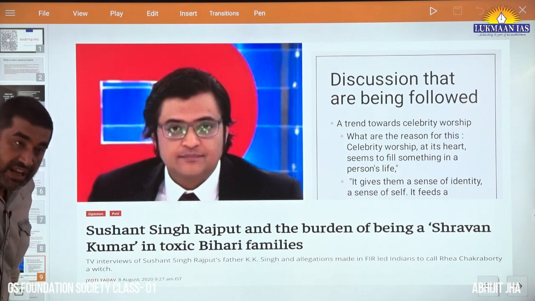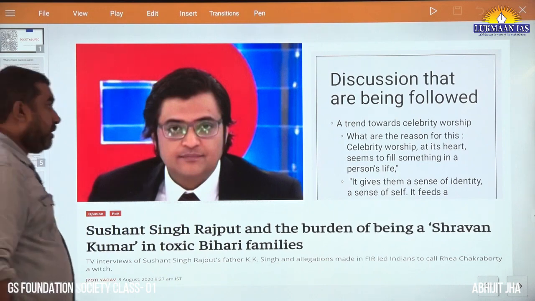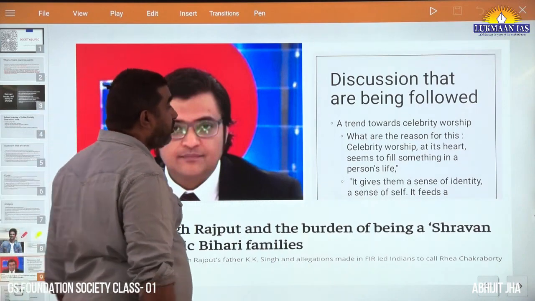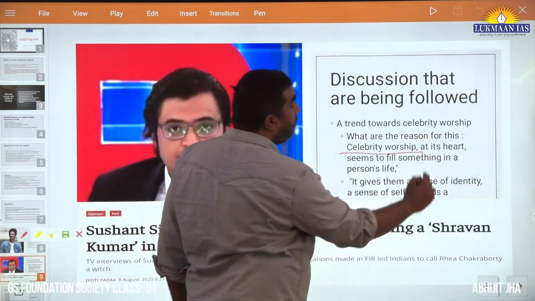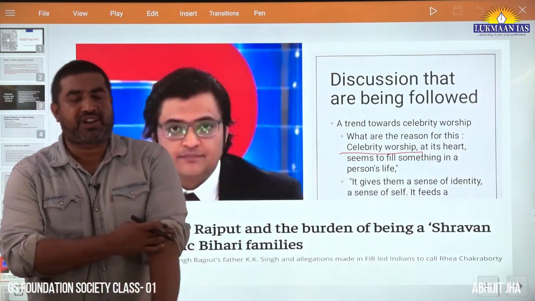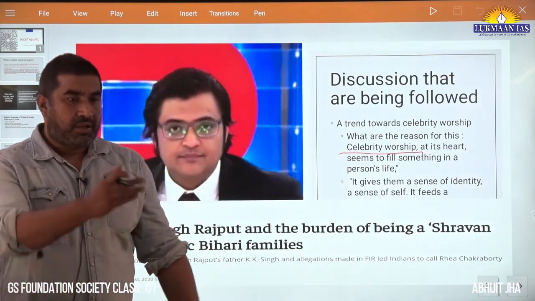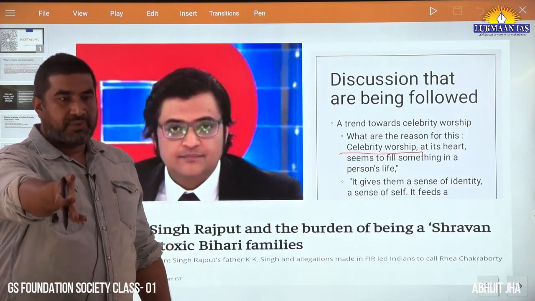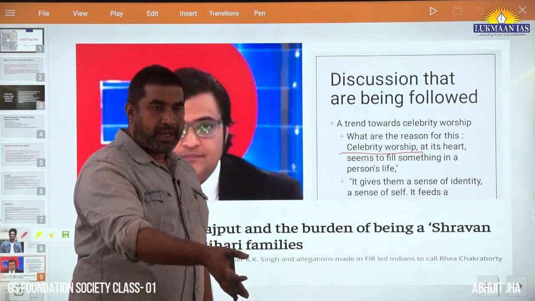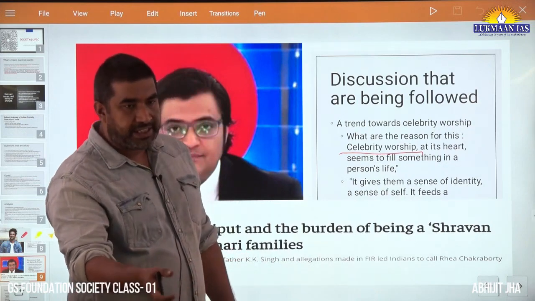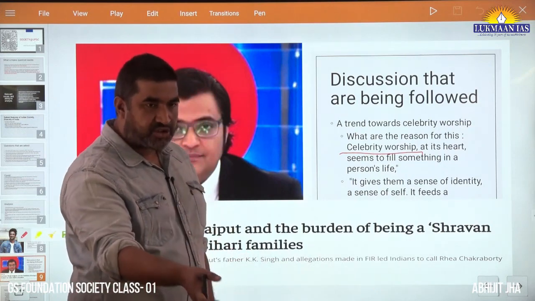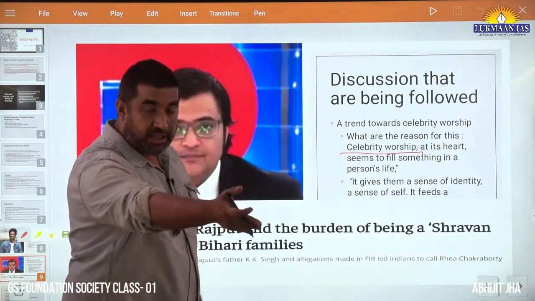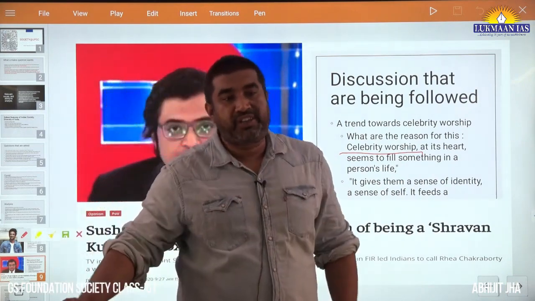The thing that we have to analyze is, what are the reasons for celebrity worship in India and why does it have such a strong social hold? Everybody knows Sushant Singh Rajput, and for most of us, we are middle class, lower middle class, upper middle class, anyone. We have these aspirations of being famous.